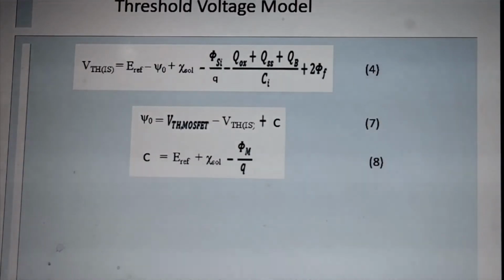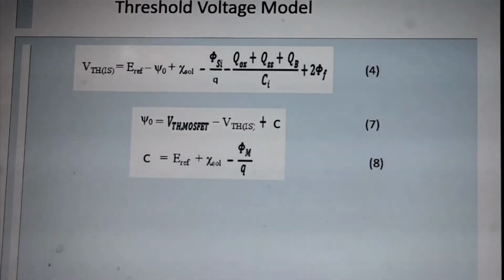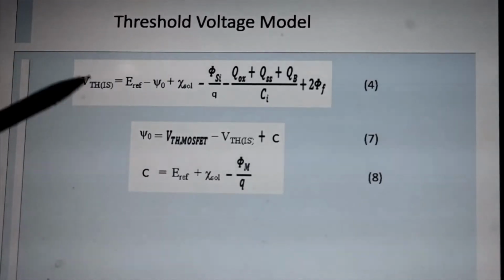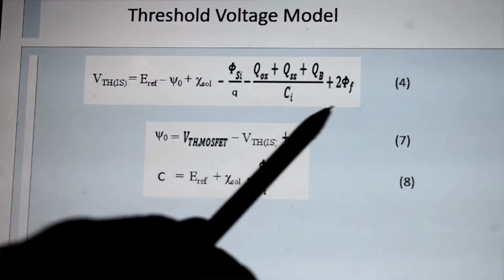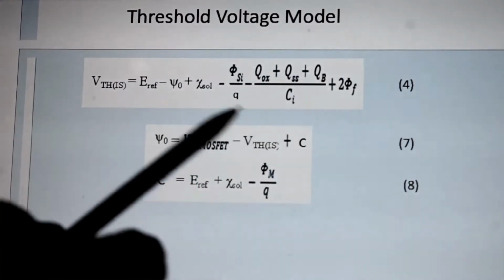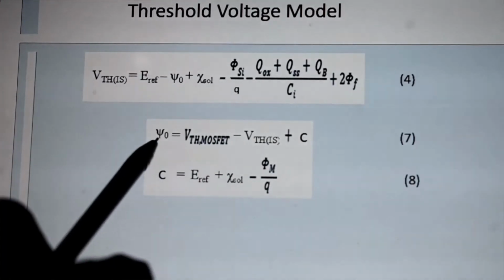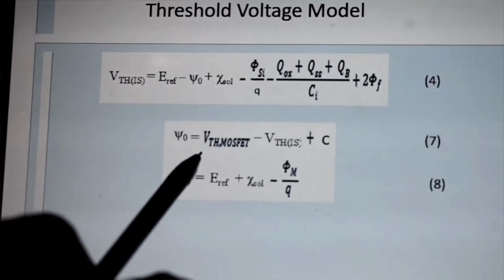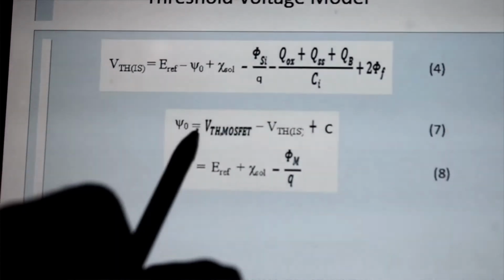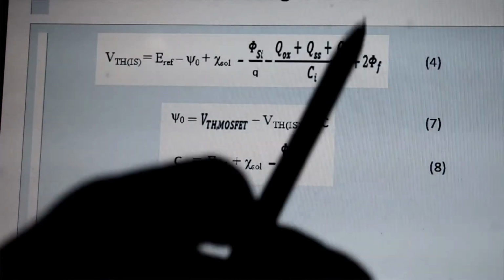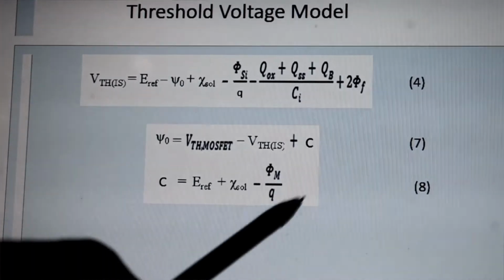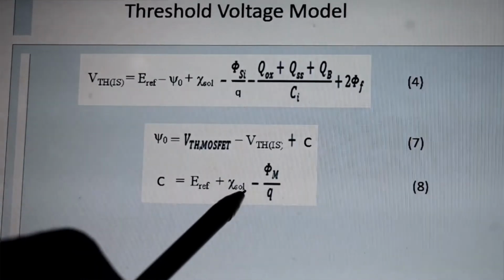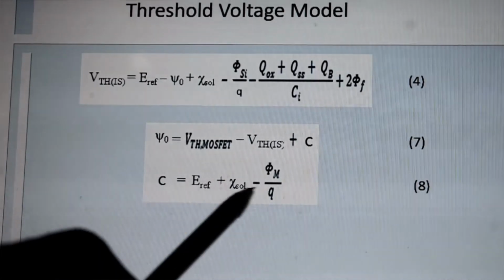Threshold voltage model. This also we have discussed earlier. Threshold voltage of an ISFET device is given by this expression, equation number 4. Here, this xi naught, the interface potential, can be mathematically expressed as shown in equation 7, where C is a constant given by this expression.